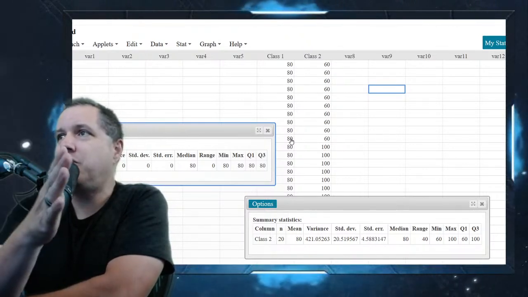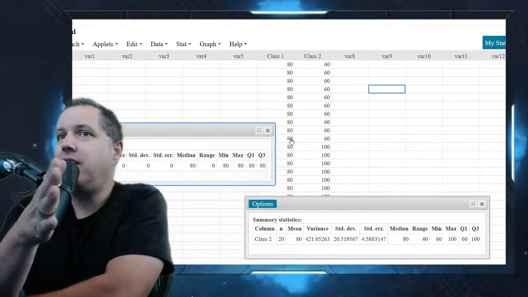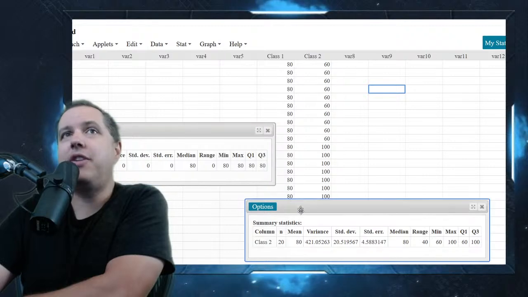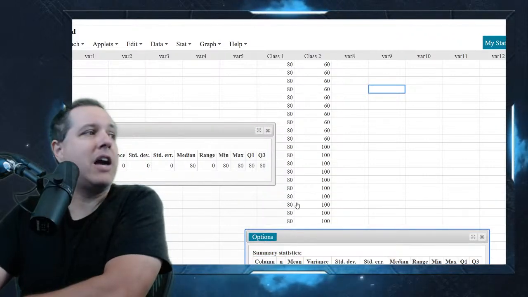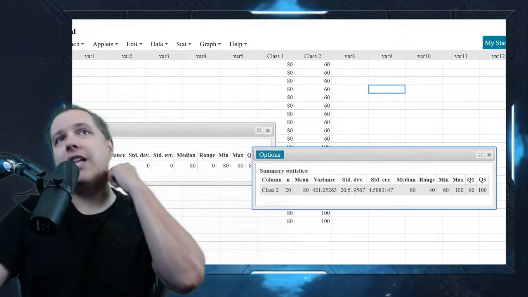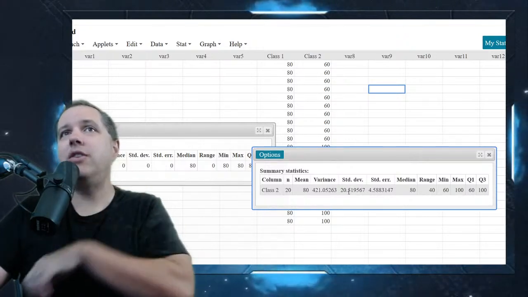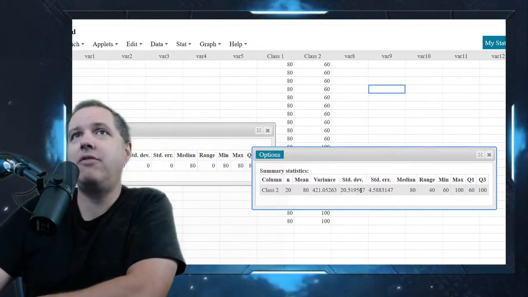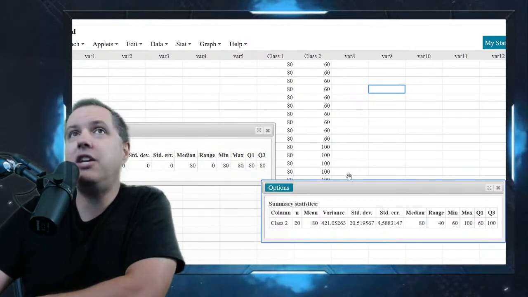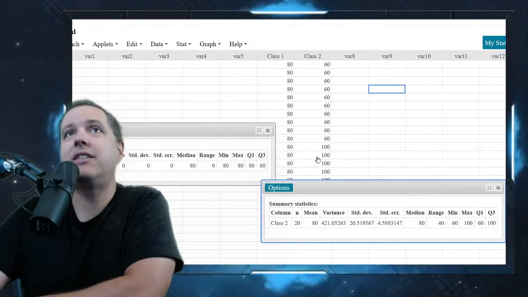Deviation means to change, to be different than each other. So it makes sense. What is the deviation of this set? Nothing. The points don't deviate from each other at all. They are all identical. Okay, then we come over here for class 2. Oh, my standard deviation is 20.519567.